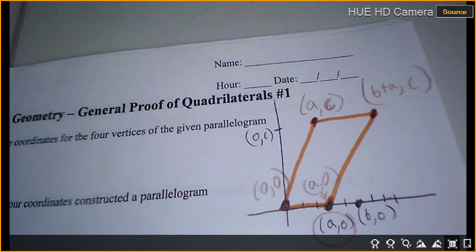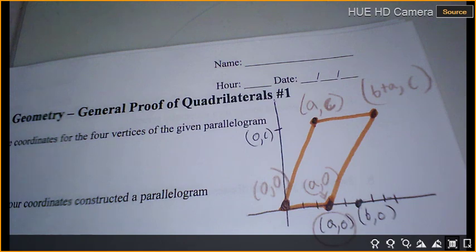We're going to prove, I'm just going to read, I'm not going to move it or write anything yet. We're going to prove that your coordinates construct a parallelogram. And we're going to do this by finding the slopes and the lengths of all the sides. That's what we're going to do for B.